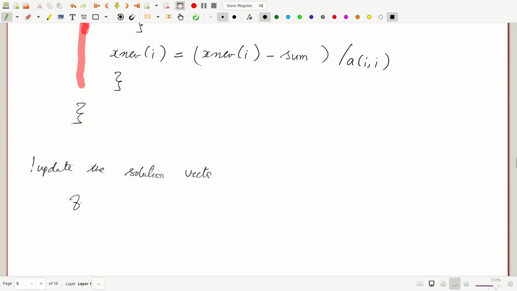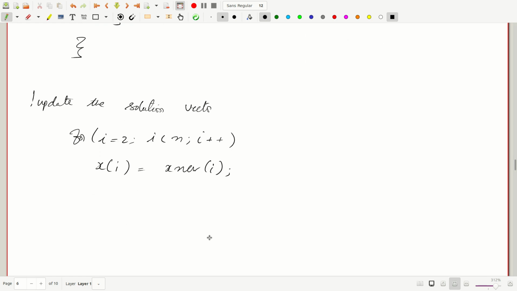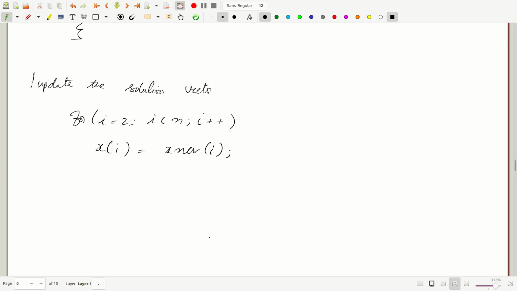Okay, then I can go for i equals 0, i less than n, i plus plus. I would update it to x of i equals x new of i. Okay, that's what we have. And then we also need to see if the residual that we have is actually 0 or not.